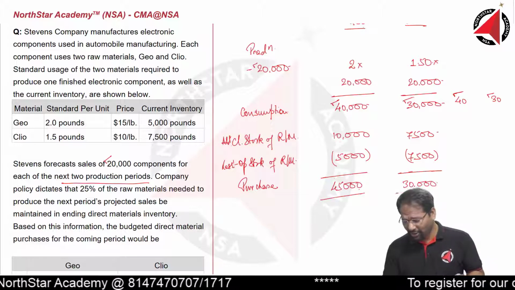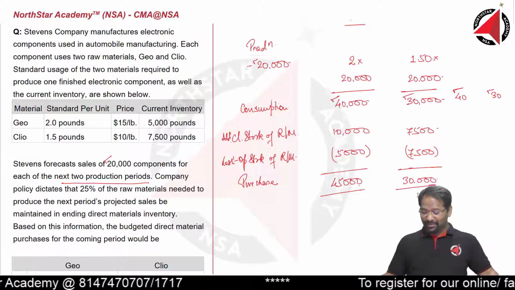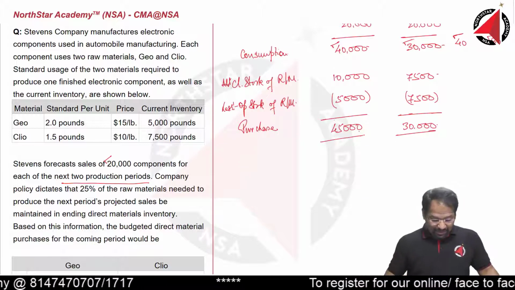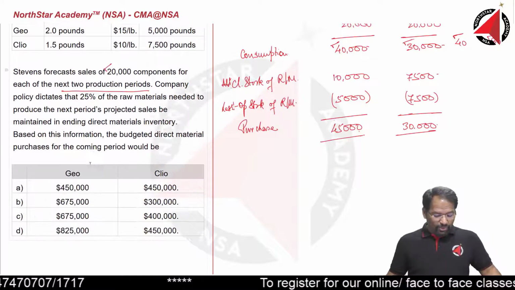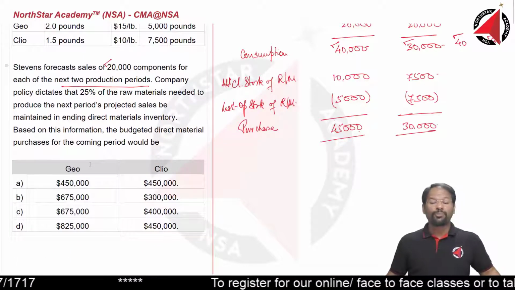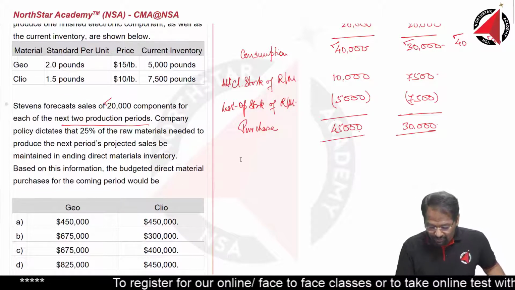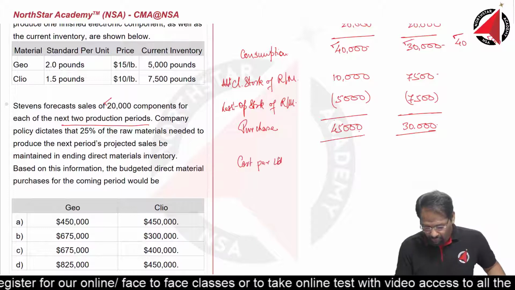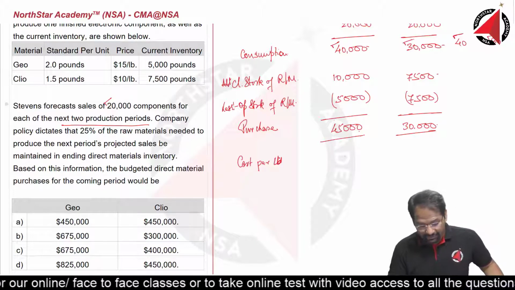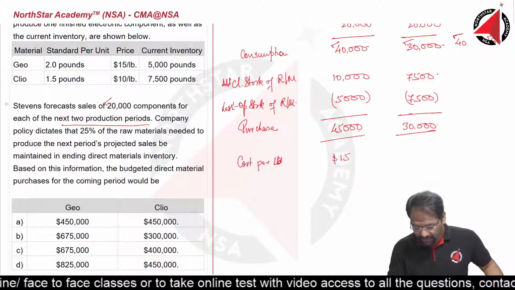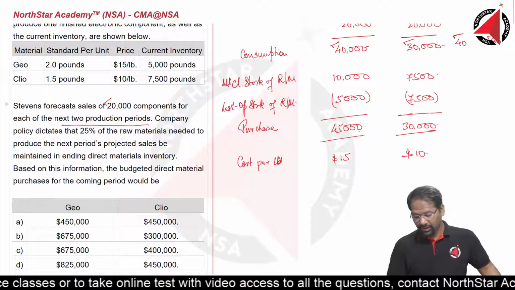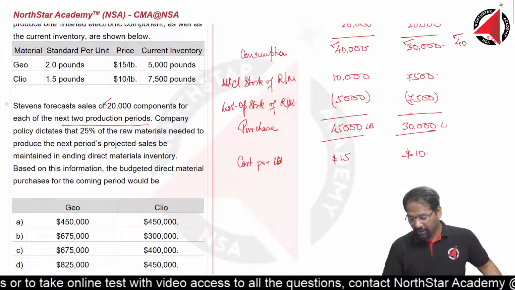You did not use a calculator for this basic calculation, right? But are the options given in pounds, or is it given in dollars? So options are given in dollars. We need to convert these numbers into dollars. So what is the cost per pound? Cost per pound is given as $15 and $10. Alright, these are per pound details.